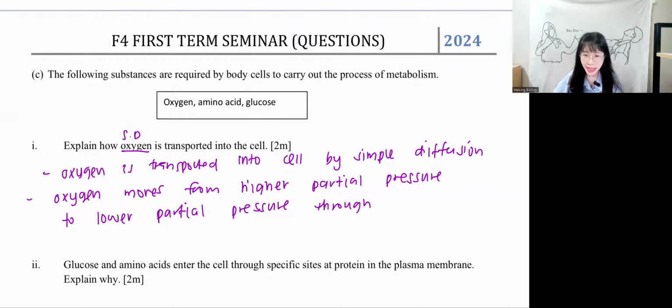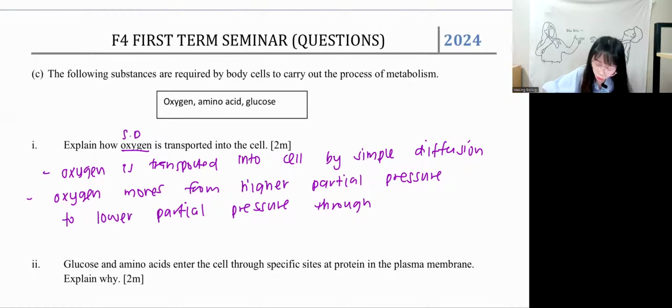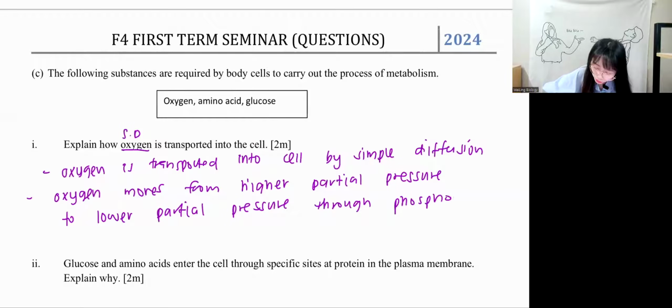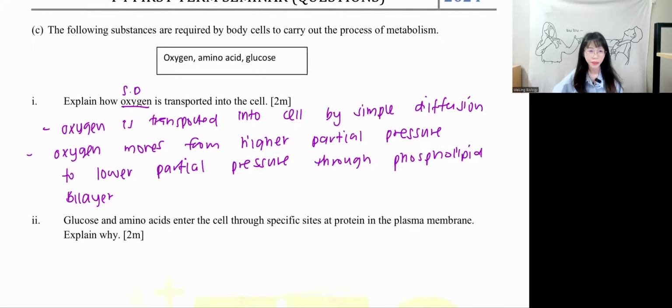Again, my question is, if it's simple diffusion, do they move across the phospholipid bilayer, channel protein, or carrier protein? The answer is phospholipid bilayer, correct? So you're going to write through phospholipid bilayer.